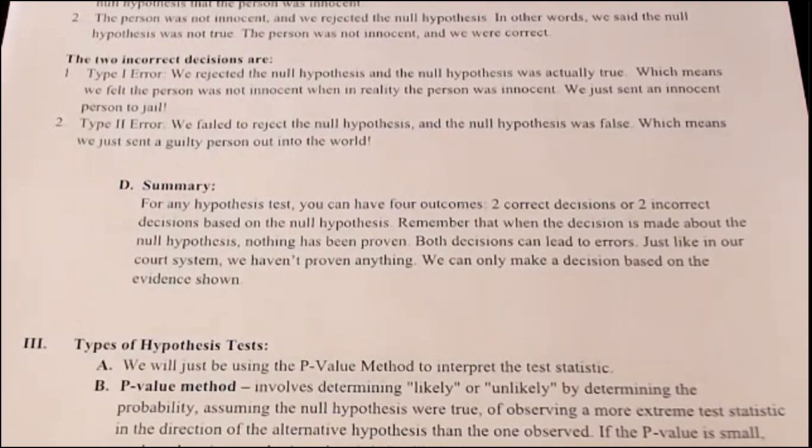So just like in our court system, we haven't proven anything. We can only make a decision based on the evidence shown. Do we have enough evidence to show there's a difference? Okay, reject the null. Do we not have enough evidence to show there's a difference? Okay, we failed to reject the null. There's just simply not enough evidence.